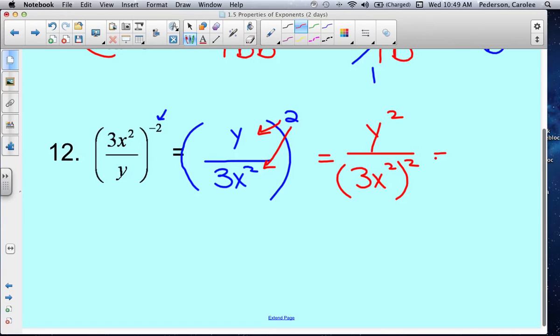Well, the numerator stays as it is, but then the denominator I have to distribute again. 3 times 3 is 9. X squared times x squared is x to the 4th.